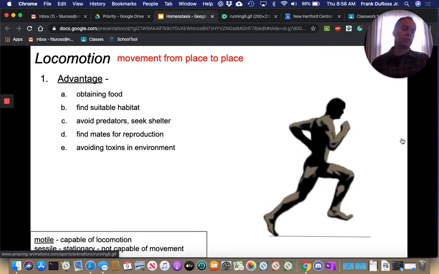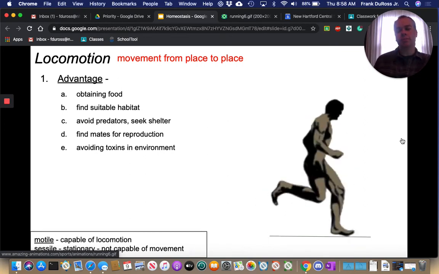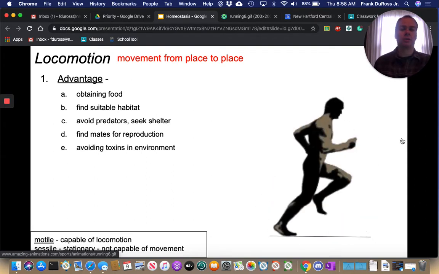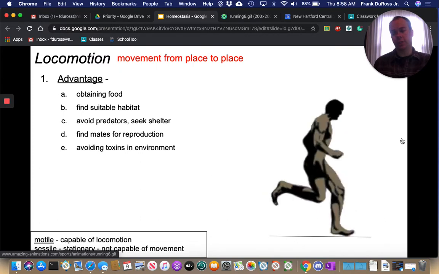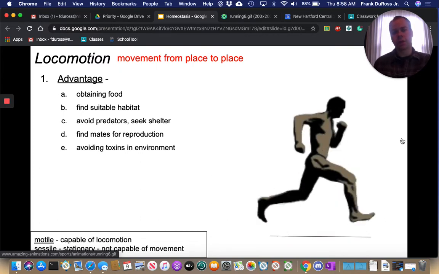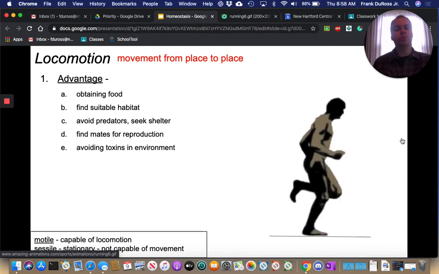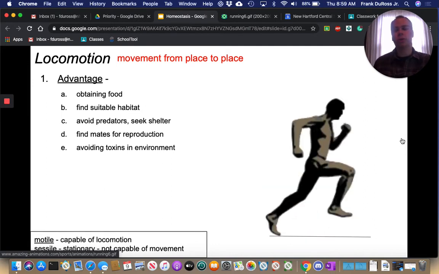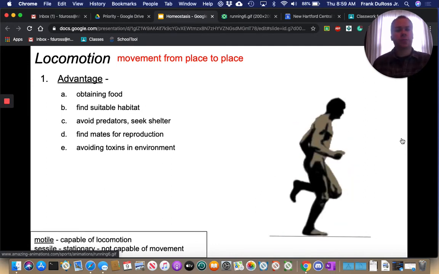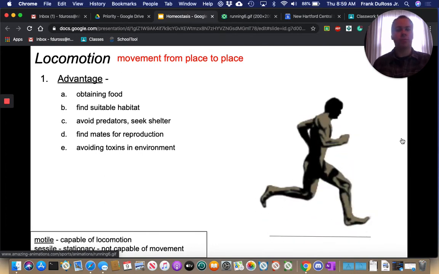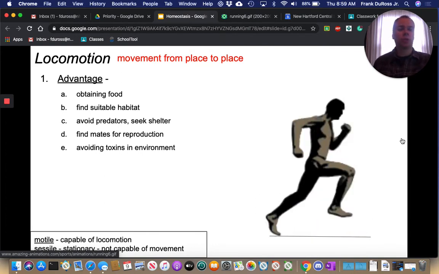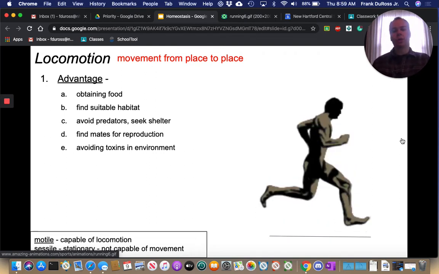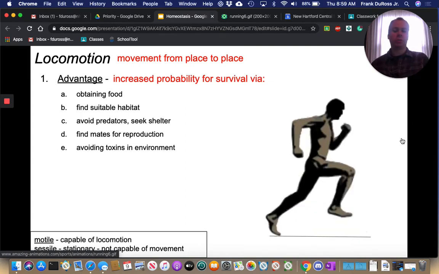There are also some organisms which are motile, or able to move around during some phases of their life, and in other phases of their life they are basically stuck in one place. They're sessile. So the ability to move offers several advantages for organisms. Some organisms have to move in order to obtain food, find special habitats, find mates for reproduction, to avoid predation, to avoid toxins. So there's a variety of reasons why organisms have the ability to move.